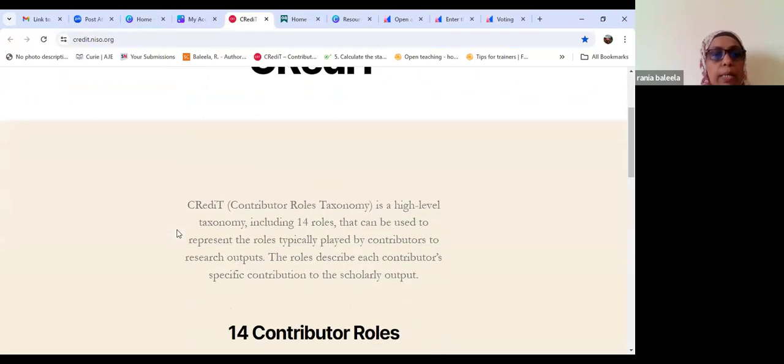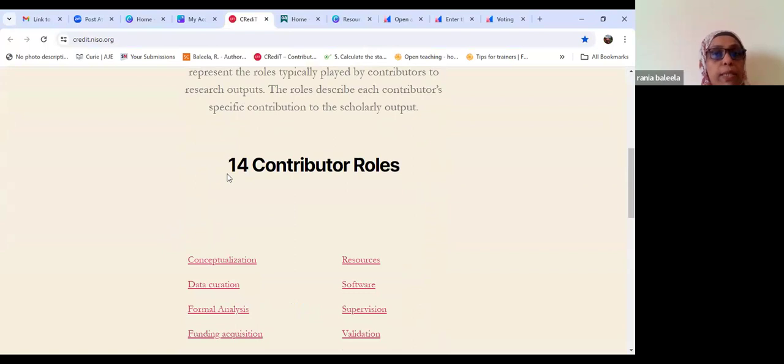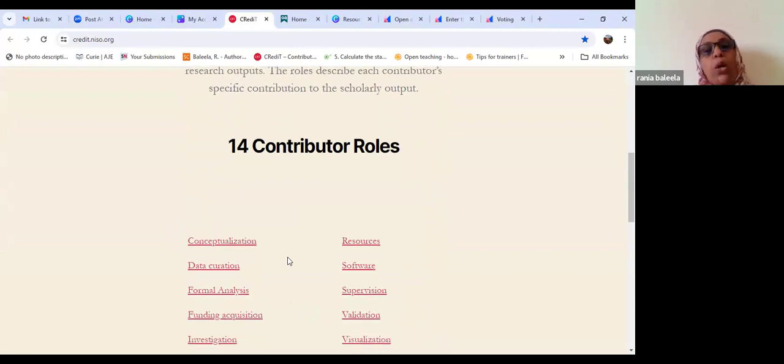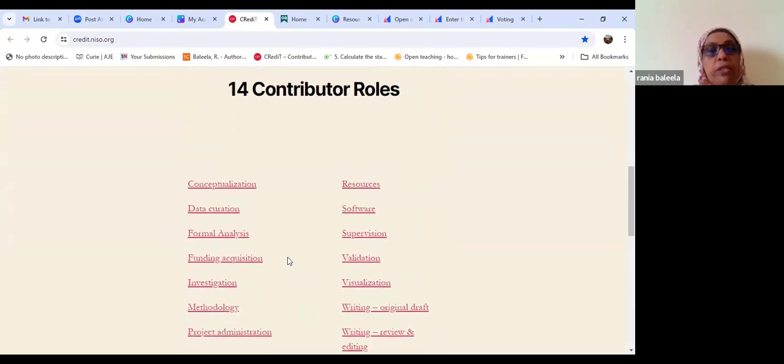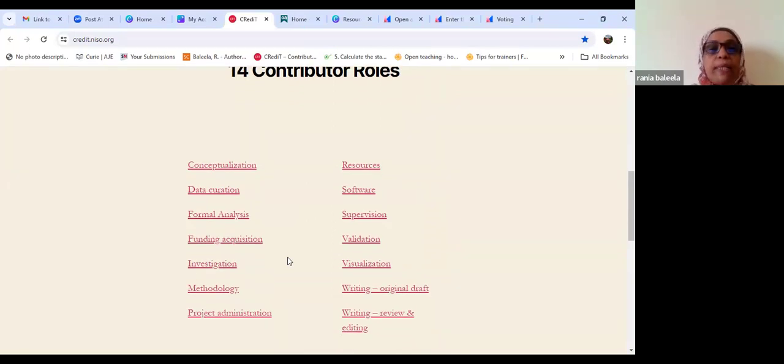These 14 roles are: if you conceptualized the design, the idea of the research, or you curated the data, or conducted formal analysis, or acquired funding for the research itself, if you were involved in investigations or developing the methodology or administrating the project itself, if you provided resources, if you developed software, if you supervised the work, if you validated data as well, if you helped in visualization, like building maps, for example, GIS coordinates for someone who's collecting snakes, that could be an author. Writing the original draft, or writing, reviewing and editing the draft itself.